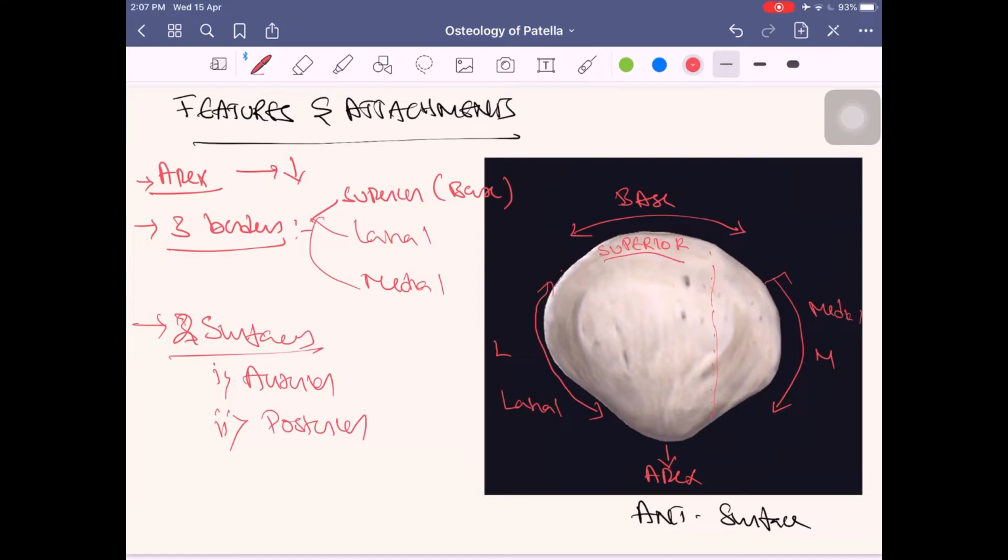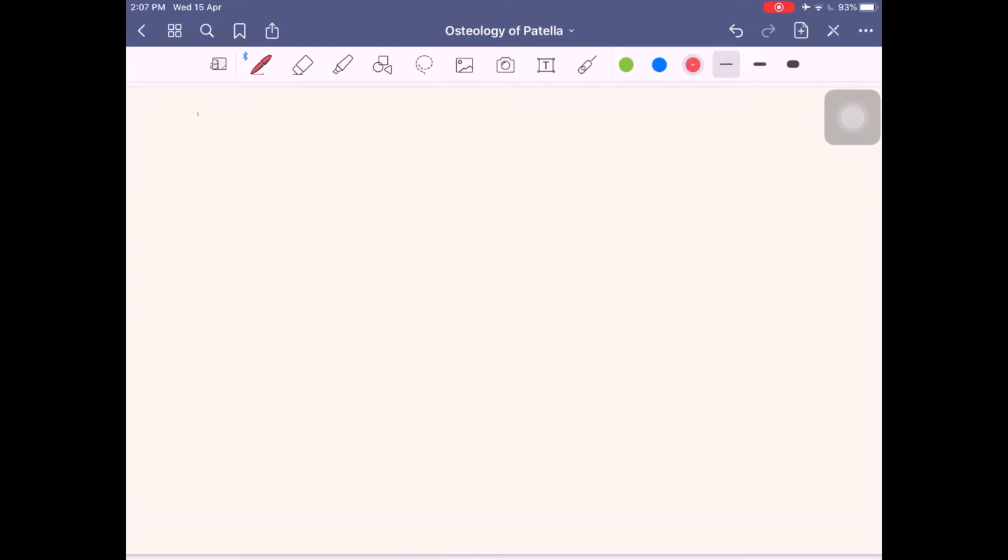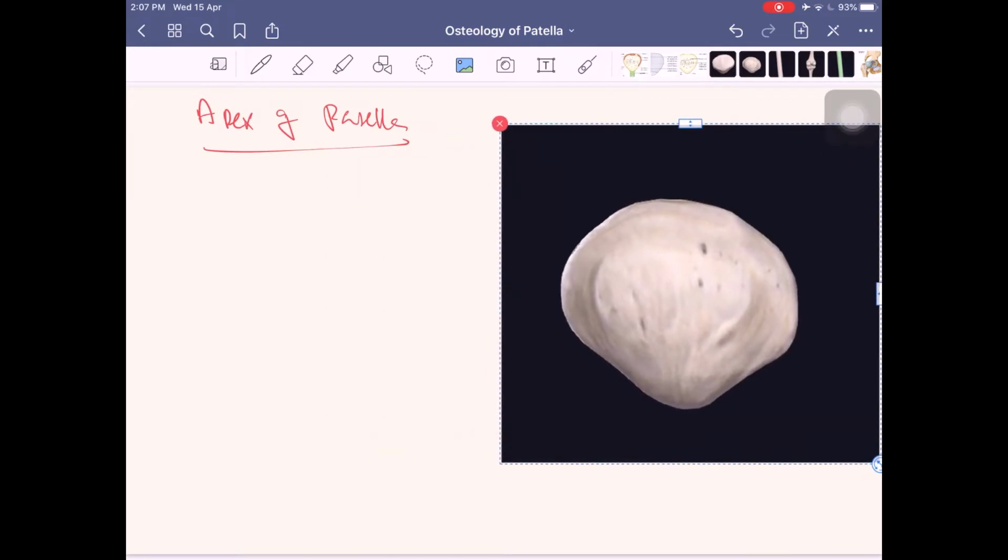So we'll be studying the patella under all these features. One by one we'll see the features. First is about the apex of patella. Apex of patella is directed downward. So it is directed downward in anatomical position, and it provides attachment.